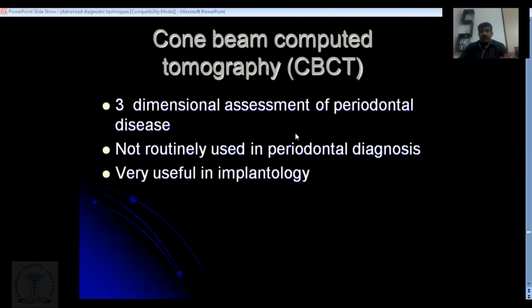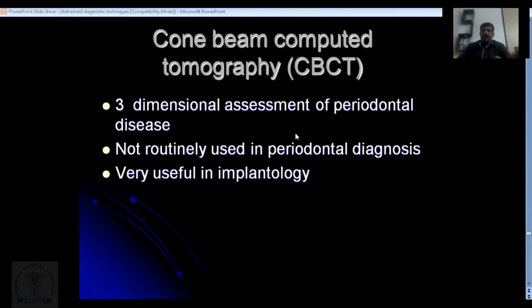But this is very useful when you're doing implants. You can plan implant treatment beautifully with this. You can know the different bone levels, the width and length of bone that is available, the density that is available, and what anatomic structures are coming close. All these things can be clearly evaluated, and you can plan your implant surgery.